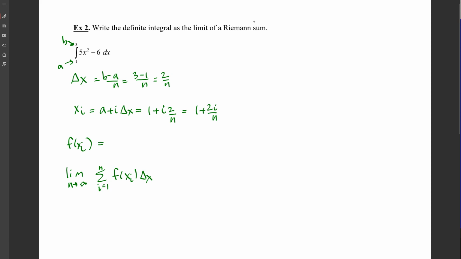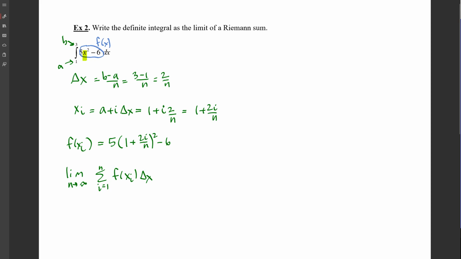And then I need to find my f of x sub i. What does this mean? This means find my f of x, and here's my f of x right here. So I'm going to find my f of x, 5x squared minus 6, and everywhere there's an x, I'm going to plug in the x sub i. Now be careful. What a lot of students do is they plug in the x sub i and they forget the negative 6. The negative 6 is part of the f of x too, so we need to include it. So this would be 5 times (1 plus 2i over n) quantity squared, and don't forget the negative 6.